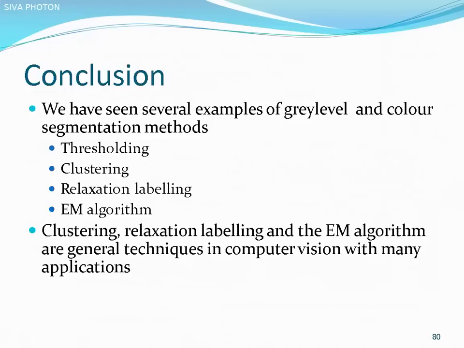So we have seen four types of segmentation, namely thresholding, clustering, relaxation labeling, and the EM algorithm. In that, thresholding is more popular. In clustering, the popular one is the k-means algorithm. The remaining two algorithms are very, very rarely used, as we have seen with the introduction of the latest segmentation algorithms. So thresholding and clustering are more popular among these four types.